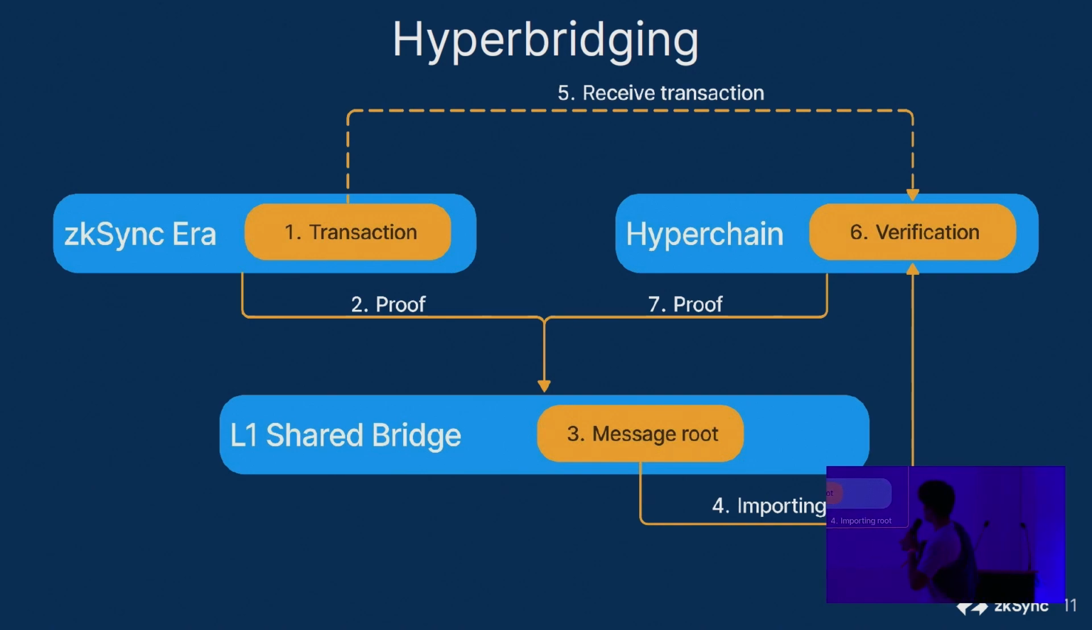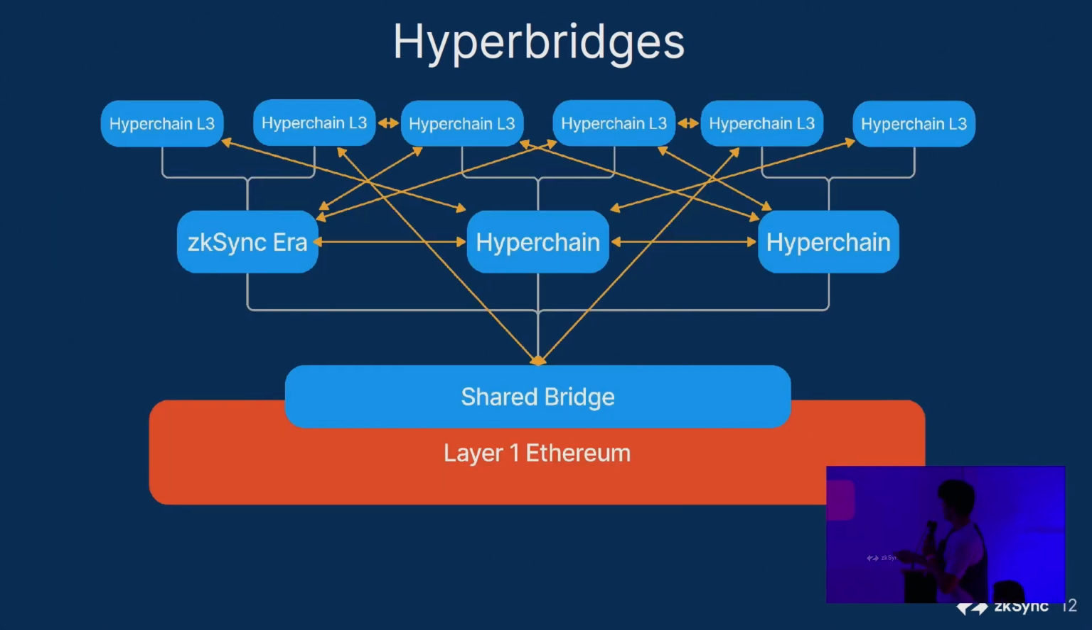After this, the destination hyperchain has to settle its proof down to L1, and when this settles, it also settles the imported message route, and it has to be made sure that that's the same correct message route. So that is hyperbridging, and this works between all hyperchains in the ecosystem.